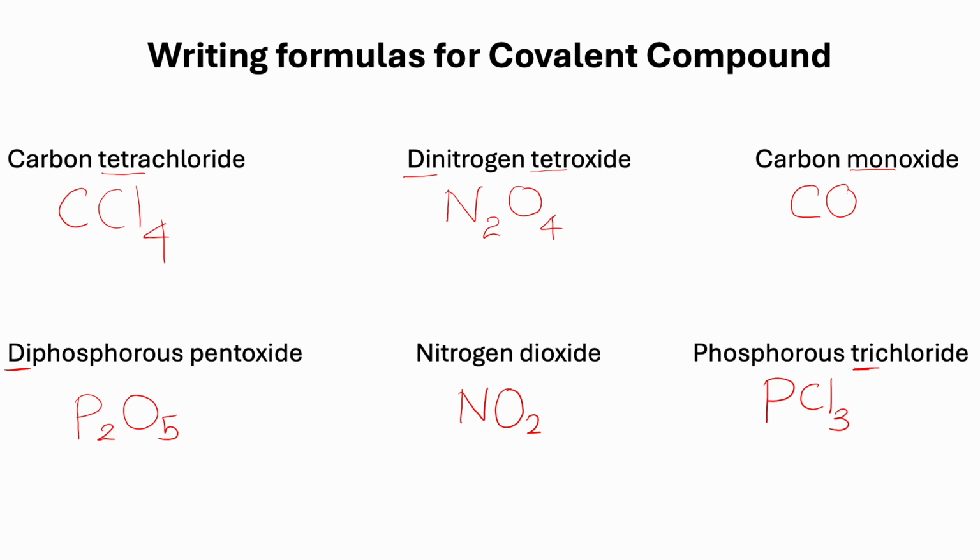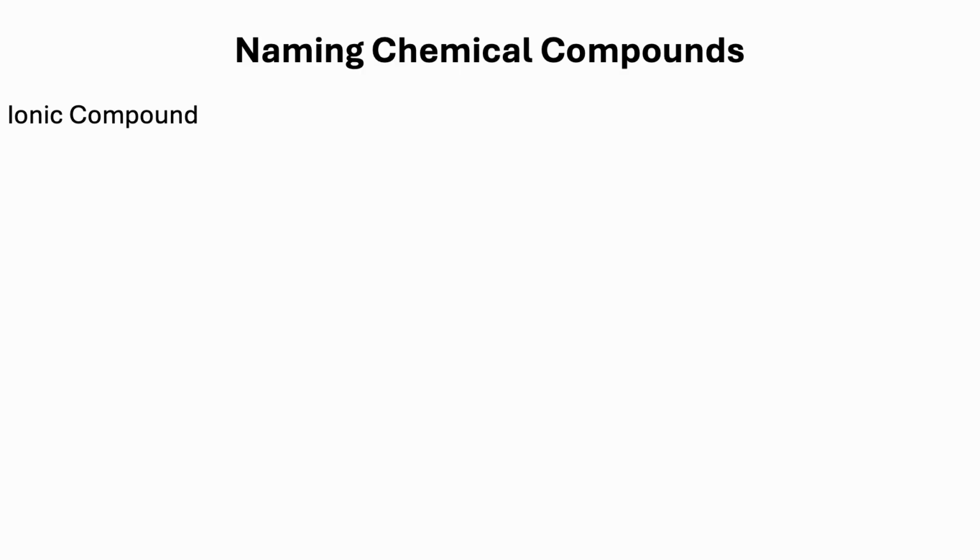Naming chemical compounds. This is also another important topic in chemistry. Let's look at ionic compounds. We know ionic compounds contain a metal part and a non-metal part. When we are writing the name of these ionic compounds, first we write the metal name or cation name. If the cation has a fixed charge, you just write the name of the element. And if the cation has more than one possible charge like transition metals, write the charge as a Roman numeral in parentheses.